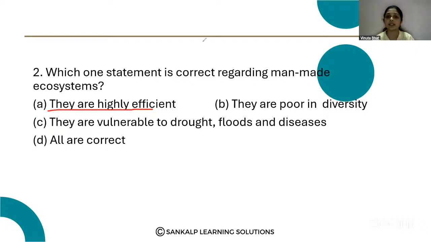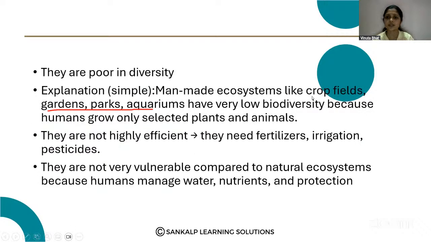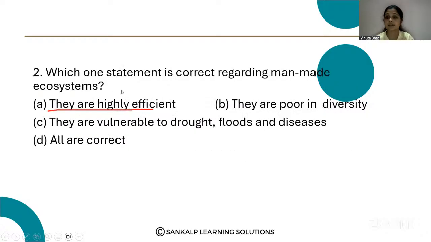So these man-made ecosystems, they are not highly efficient. Crop fields and gardens are not highly efficient. They need fertilizers, irrigation and pesticides. They are poor in biodiversity. Yes, that is the correct statement. Poor in biodiversity means the types of different organisms in that particular ecosystem are very few. So that is the correct statement.